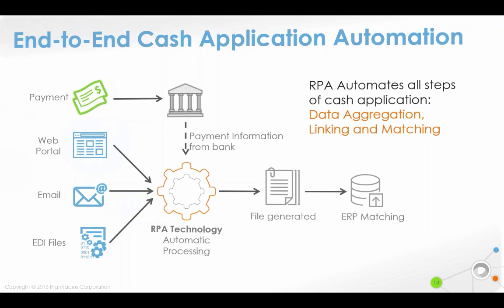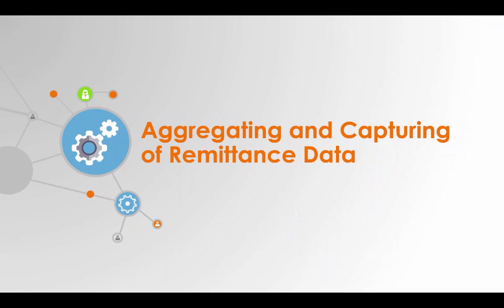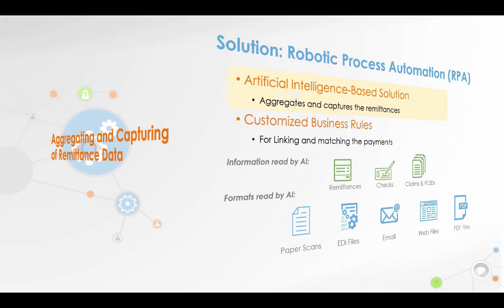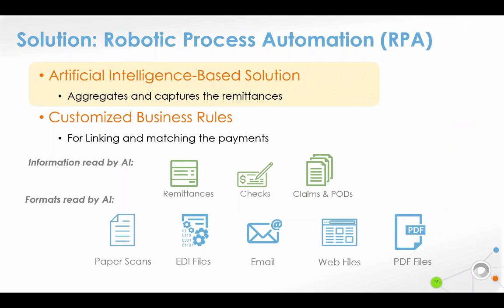So let's take a little closer look at the aggregating and capturing of the remittance part, the first step in processing your cash application. So when we go back to what I talked about RPA being, this is where the artificial intelligence-based solution piece comes in.